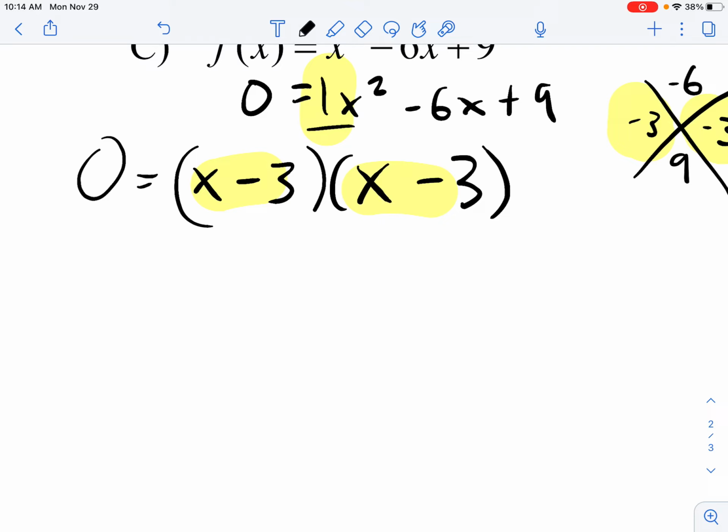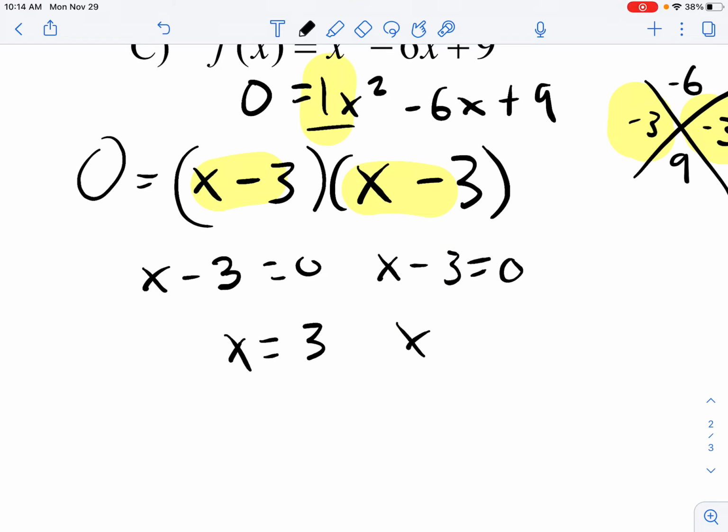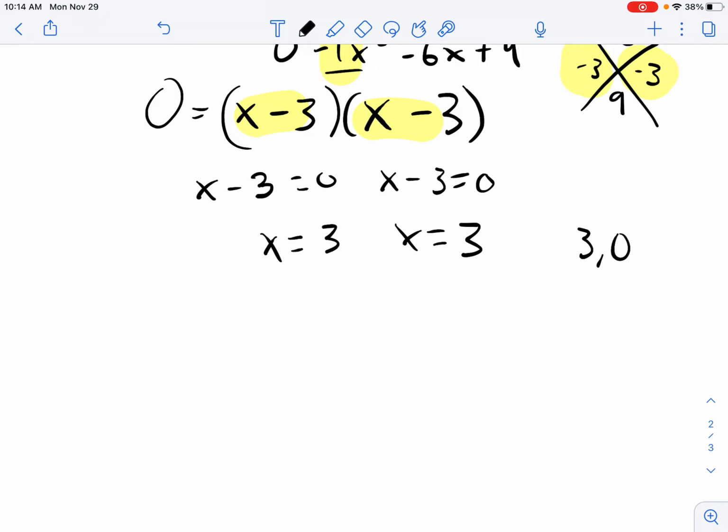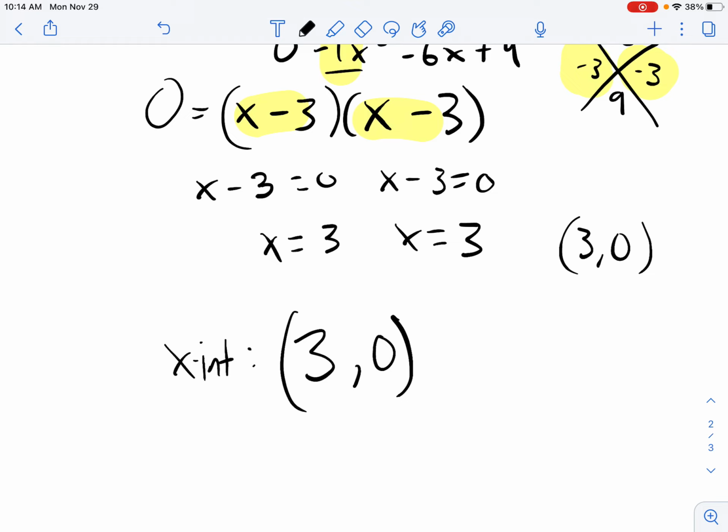Now this is a weird case, because now our next step is to solve for your x's, right? Set each parenthesis equal to 0 when you're solving by factoring. So we get x minus 3 equals 0 twice. Meaning that when we add that 3 over to the other side, we get x equals 3 twice. Now that doesn't mean that you have 3, 0 twice. It literally means that when you are doing this, your x-intercept, you only have one of them. You only have a 3, 0. That's it, right?